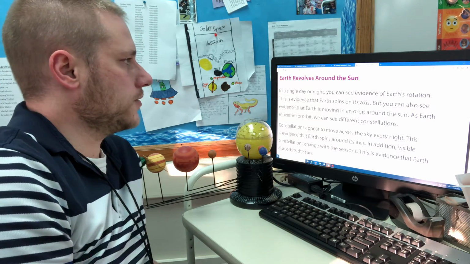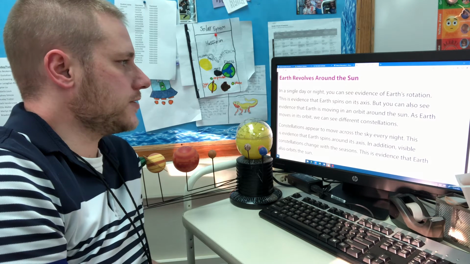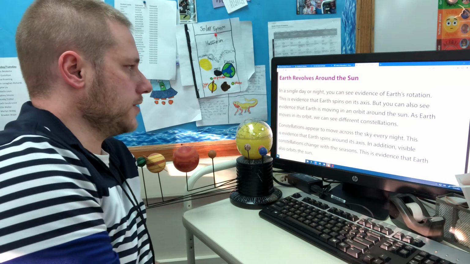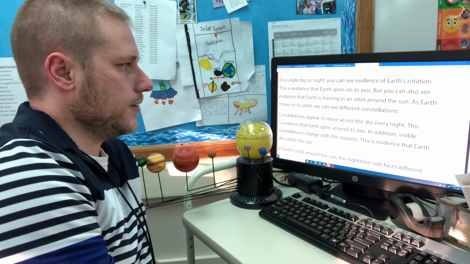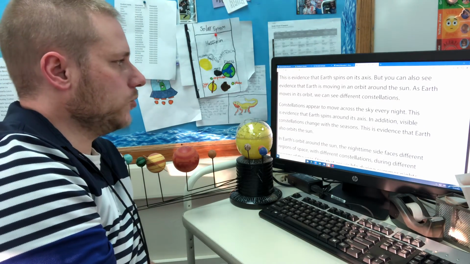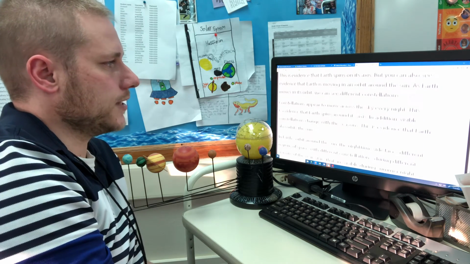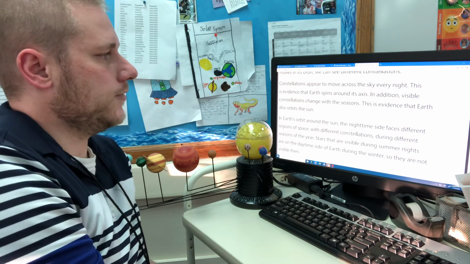Earth revolves around the sun. In a single day or night, you can see evidence of Earth's rotation. This is evidence that Earth spins on its axis. But you can also see evidence that Earth is moving in an orbit around the sun. As Earth moves in its orbit, we can see different constellations. Constellations appear to move across the sky every night.